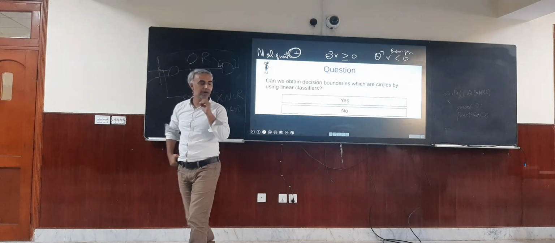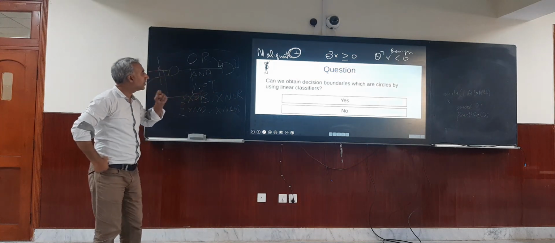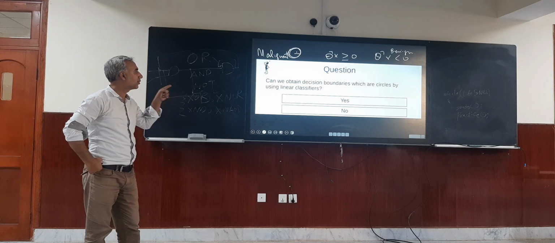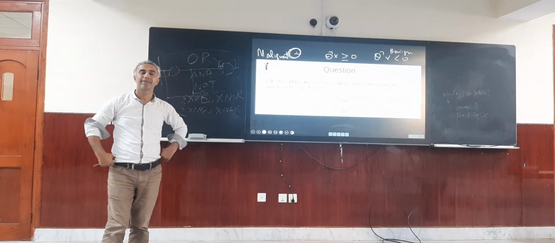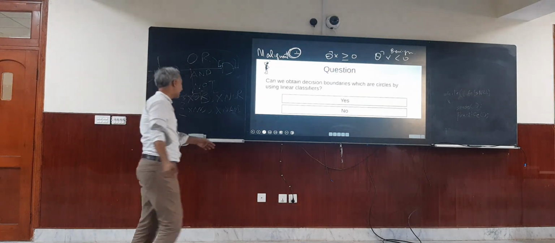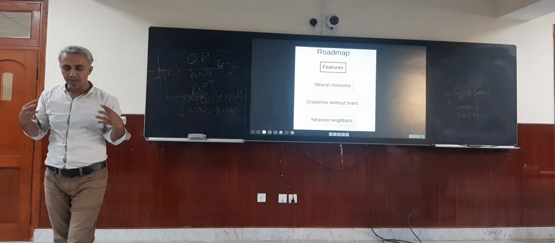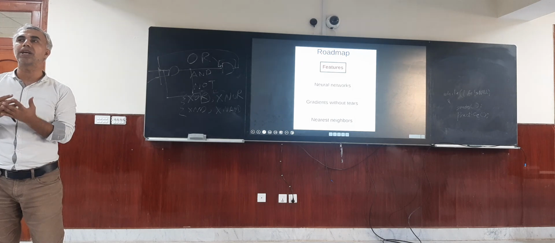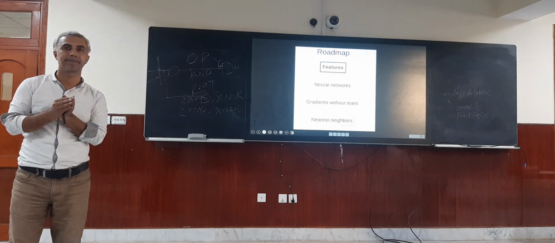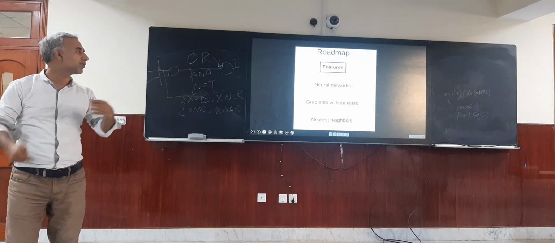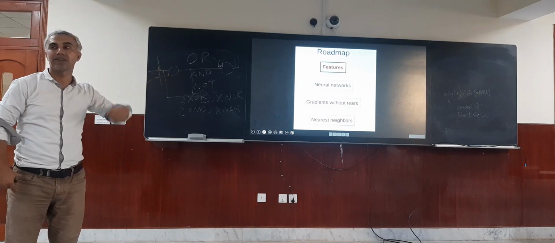The question is, can we obtain decision boundaries which are circles by using linear classifiers? No, sir. No. You people are genius. Thank you. Okay. So, in the roadmap, till yet, we studied how to choose the weight parameters. But today we will choose the features.